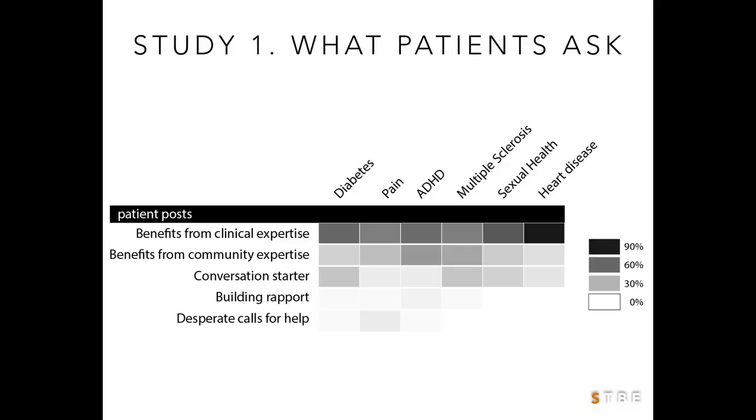And when you look into ADHD, there was a larger proportion of people asking for that sort of community expertise as parents of kids with ADHD, whereas heart disease was primarily something that can really benefit from clinical expertise. There were some questions around building rapport, where they weren't really interested in gaining information, but just wanted to be there and socialize.